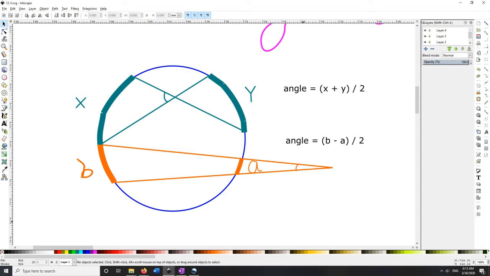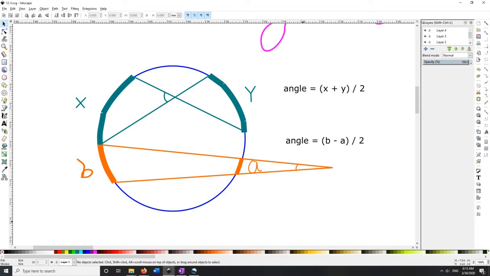Similarly, if my angle is outside the circle and I have two secant lines that meet, my formula is b minus a over 2. And you can see those formulas here. To find an angle, you need the arc x plus arc y over 2. And to find the angle outside of the circle, you need arc b minus arc a over 2.